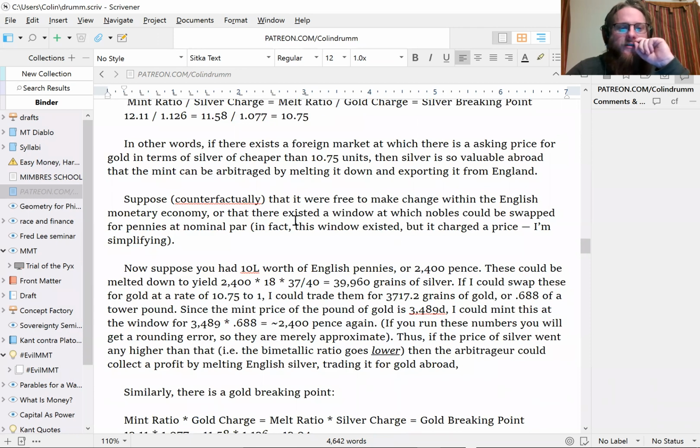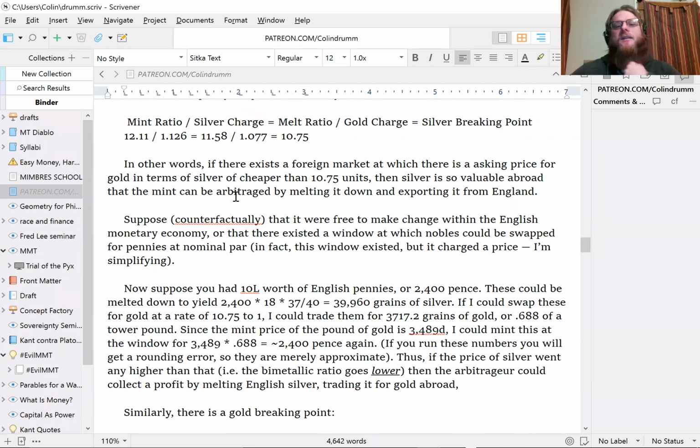I'm gonna prove it by showing you this example. What this says is that if the silver breaking point is 10.75, so that's a gold to silver ratio, that means 10 units of gold per 10.75 units of silver per unit of gold. And if there exists a foreign market at which this bid is being made or asked, depending on which way you think is up, what that means is that silver is so valuable abroad that the mint can be arbitraged by melting silver down and exporting it from England.